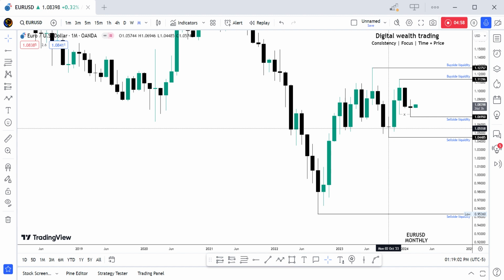Now, I am very pleased to see price open near the high of this month, which is the month of February, the previous month, because now we are in March.